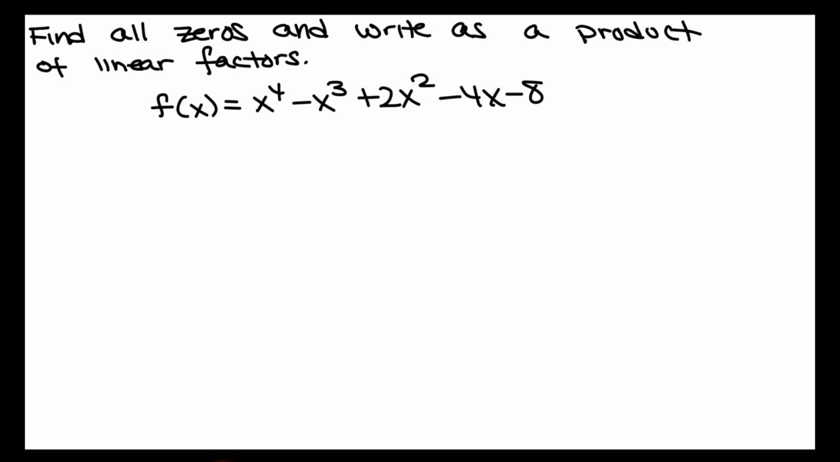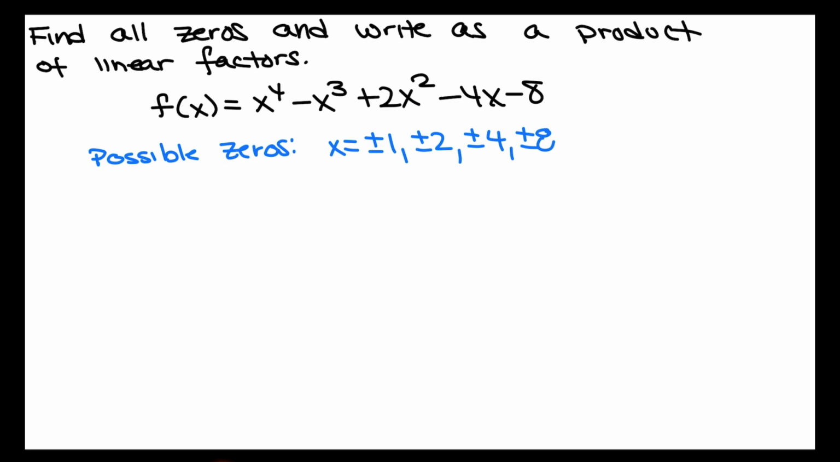Let's find all zeros and write as a product of linear factors. This is a 4th degree polynomial, so it should have exactly 4 factors. I'm going to start by using my rational zeros theorem to make a guess.